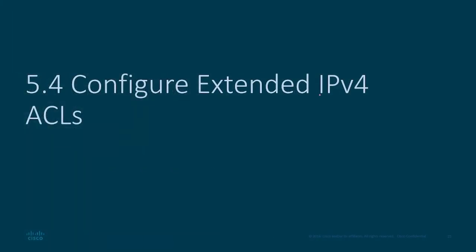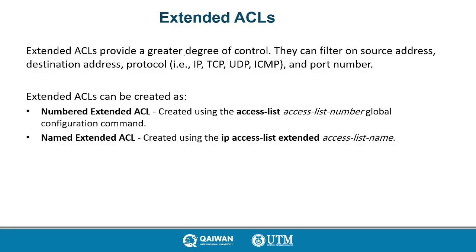We have configured a standard IPv4 access list. Extended ACLs provide a greater degree of control. They can filter source address, destination address, a protocol, and a port number. The protocols are, for example, IP, TCP, UDP, ICMP, and so on. So we have the extended and we have the standard. So we have two types of access list.